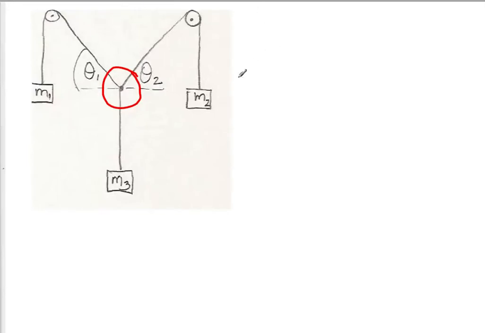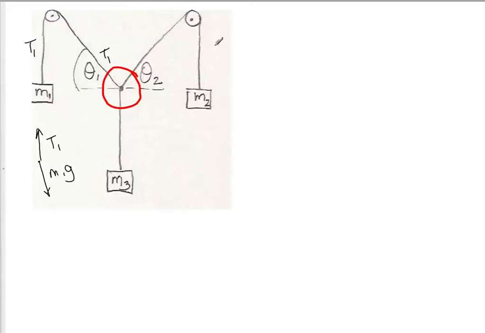So for mass number 1, I'll put it over here. I'll do M1G, pretend that goes straight down, and tension number 1. So this is tension number 1 right here. And that goes around the pulley, and so that's tension number 1 over there too.